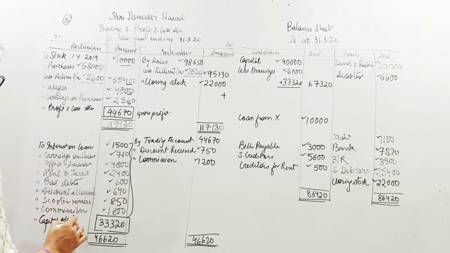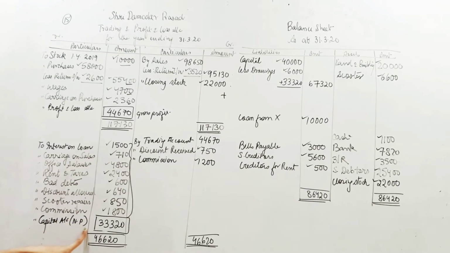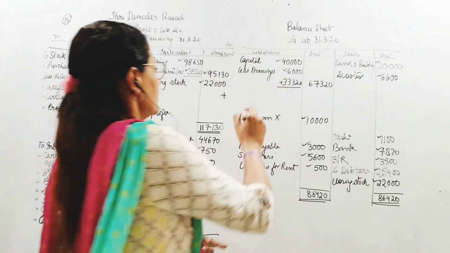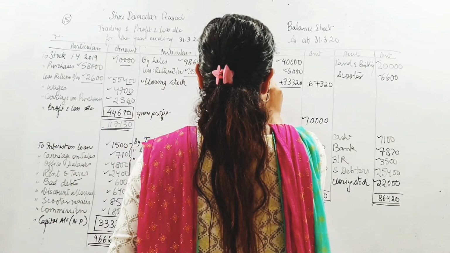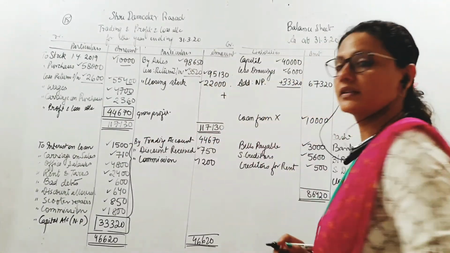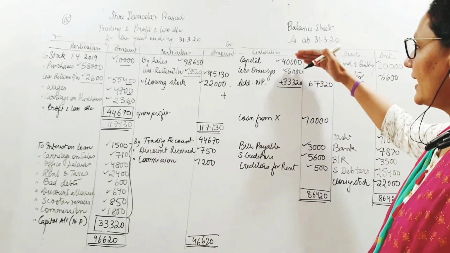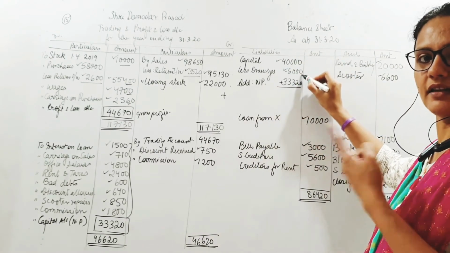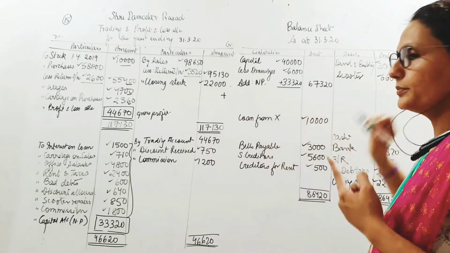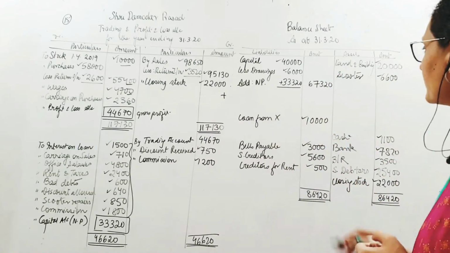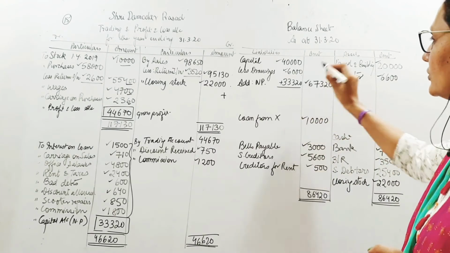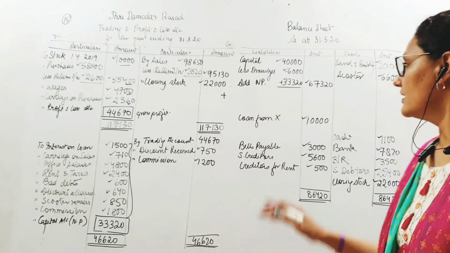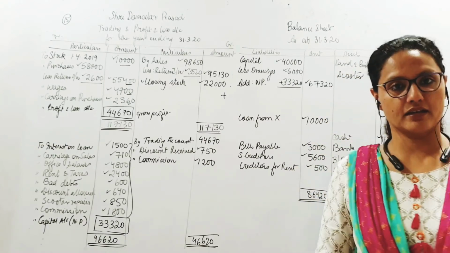So this will be transferred to capital, isn't it? Overall profit is transferred to capital. So I add it here. Net profit. Alright? Now you will add capital and net profit and subtract drawings because it is a reduction, and then you put this here. So this comes as the total. This is your closing capital. Clear?